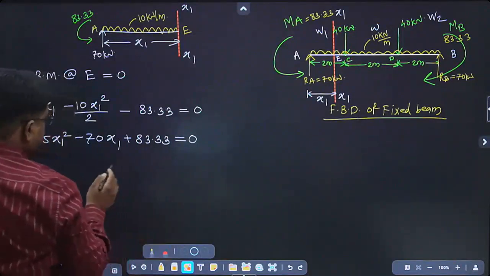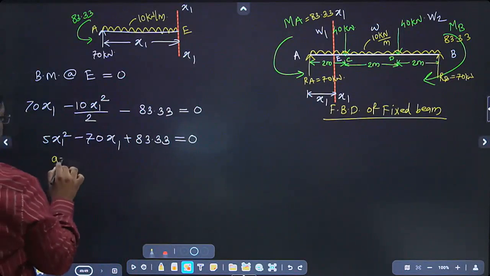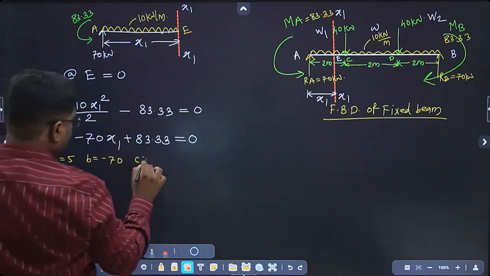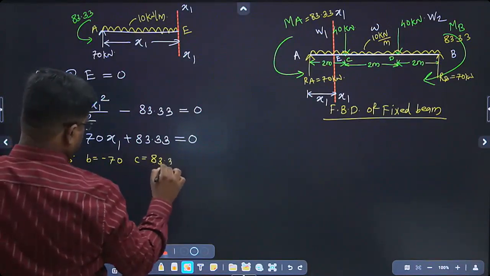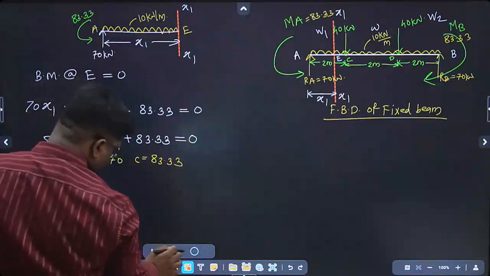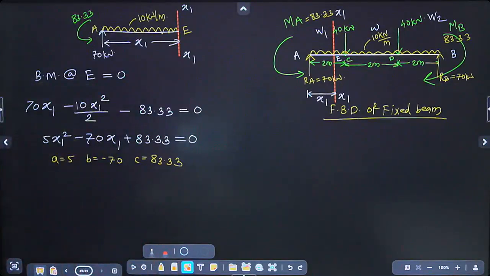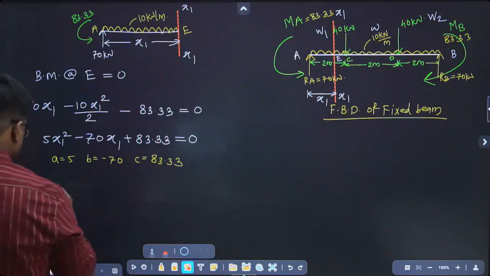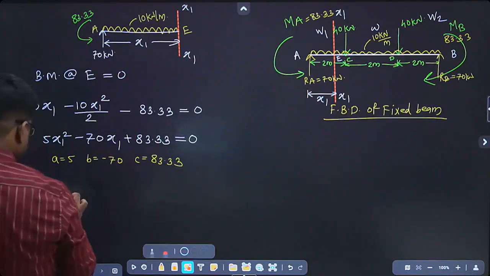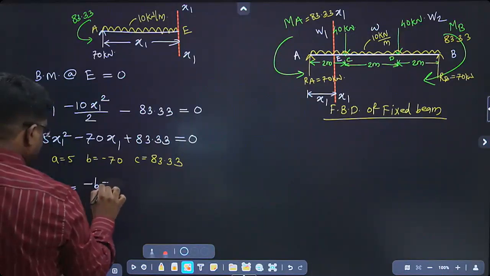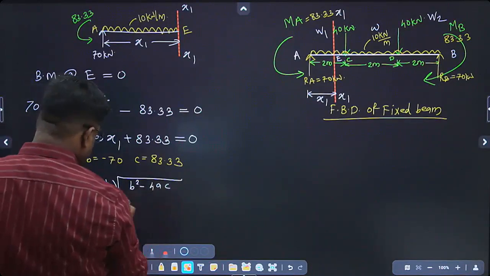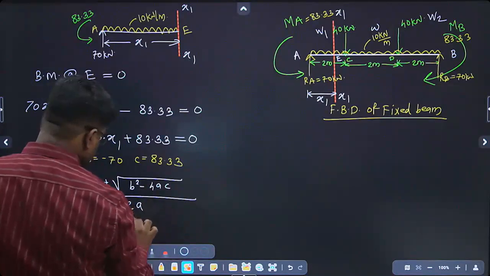Compare it with ax square plus bx plus c. A is equal to what? 5. B is equal to what? Minus 70. And c is equal to minus 83.33. Now find out x1. So x1 will be, therefore, x1 is equal to what? Minus b plus or minus under root b square minus 4ac upon 2a.